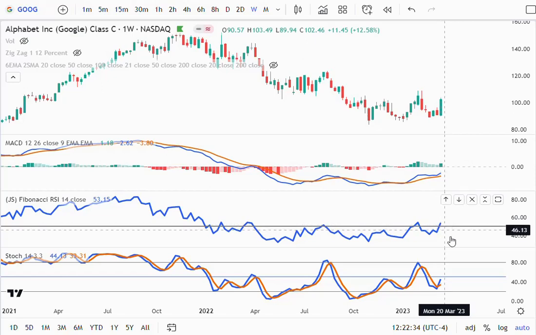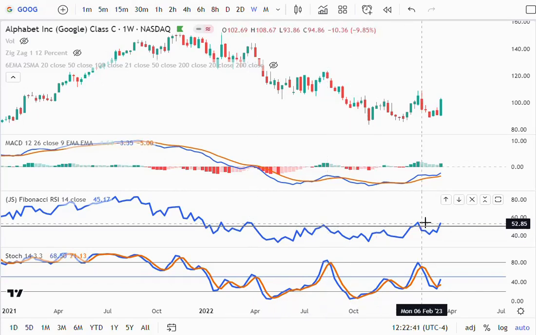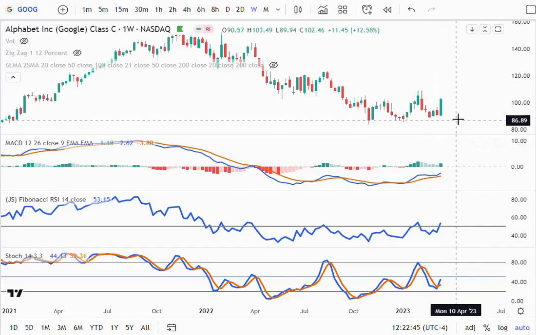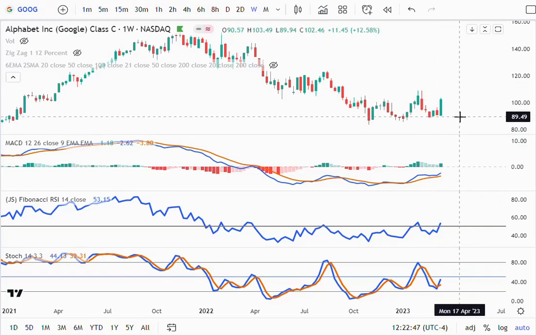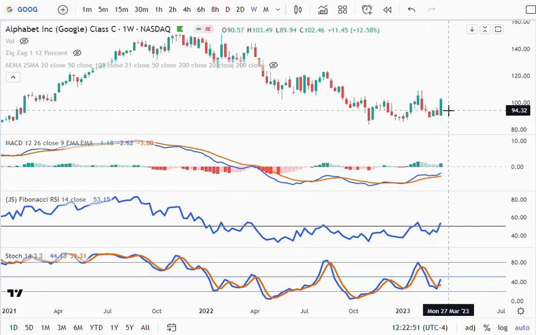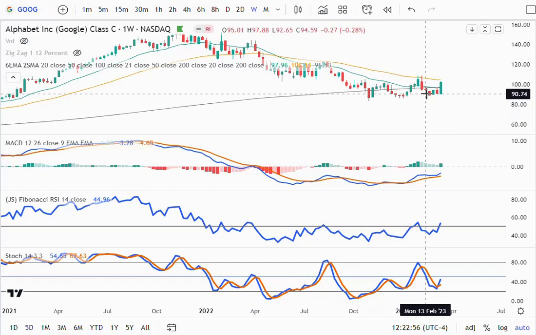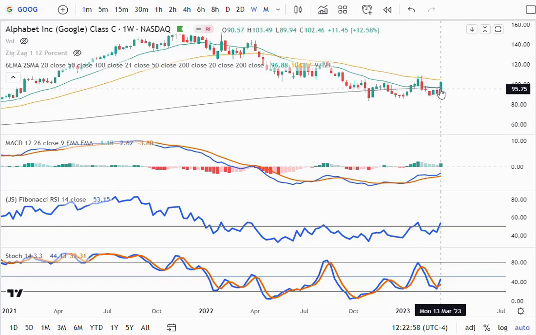The question is whether it's going to dip back below the 50 level again, as it did right here, as it did right here, as it did right here. The longer it stays above the 50 level, the more relevant I think it becomes, and I would expect further positive outcomes. If I look at the moving averages on a weekly basis, you can see that it has gone above the weekly 200-day and the 20.